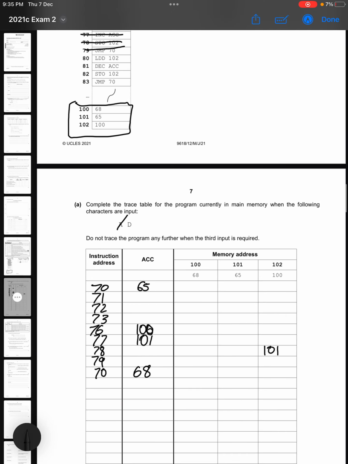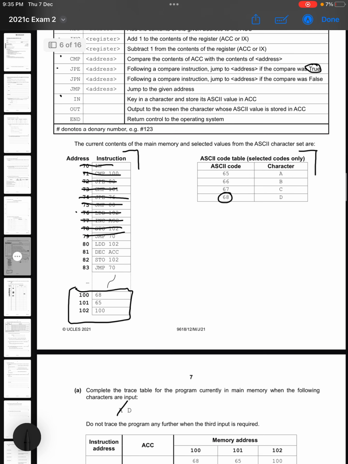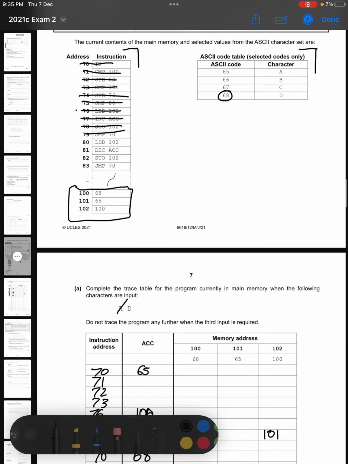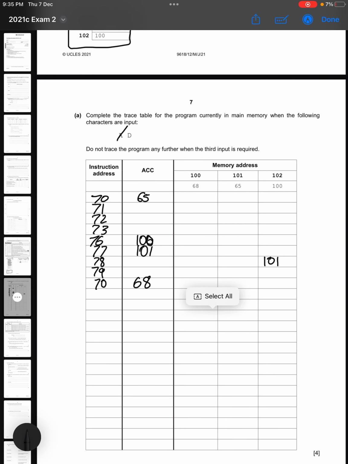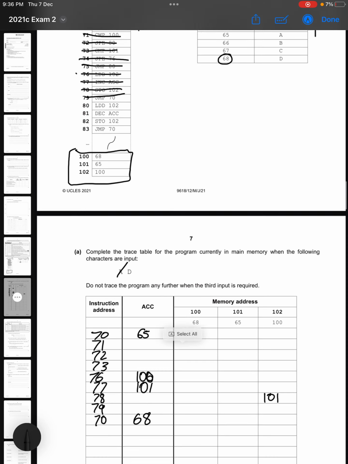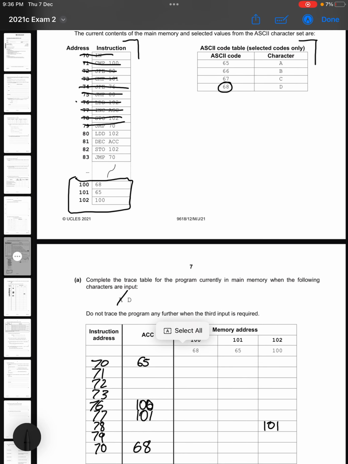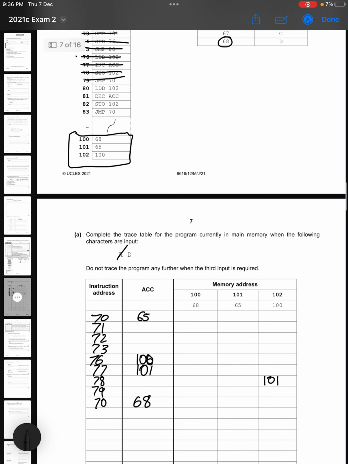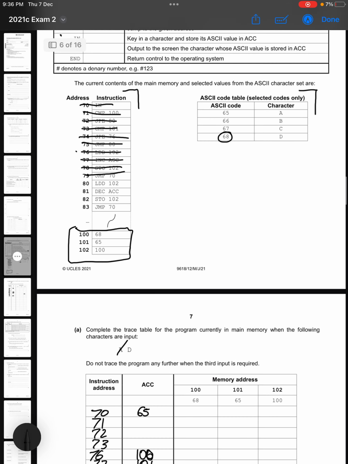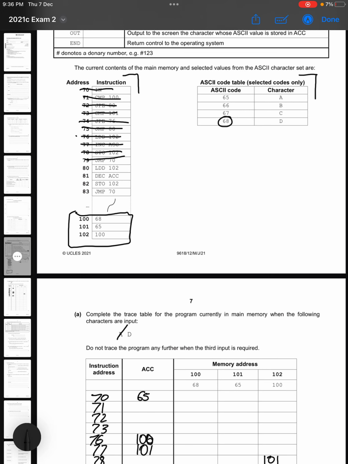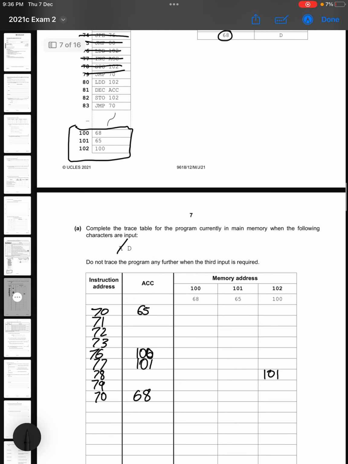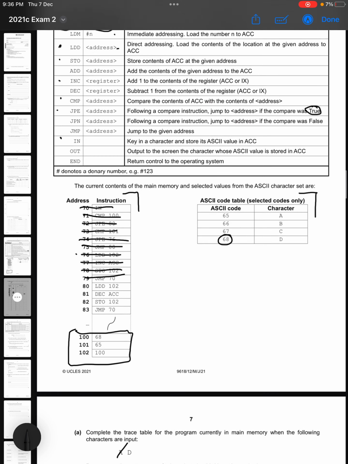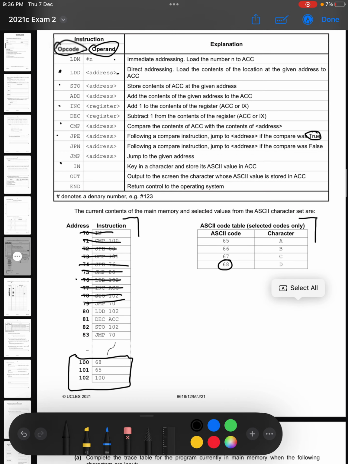And I know that as we put a line through these other ones, we now realize that we are going back to address 70. And I did say that we cannot go back an instruction physically, but there are certain instructions that allow us to go back to either the start and to put new values in. So now address 70, and in the ACC we store 68.